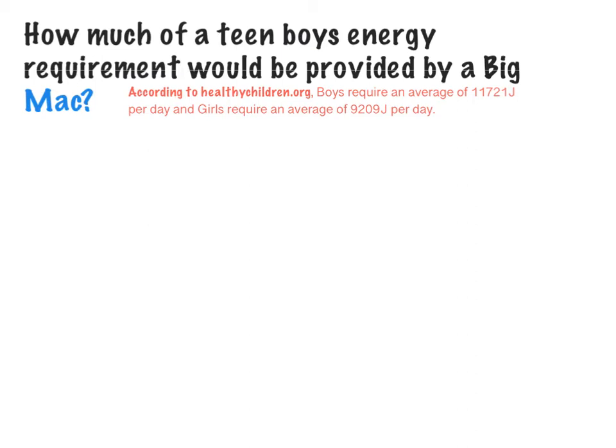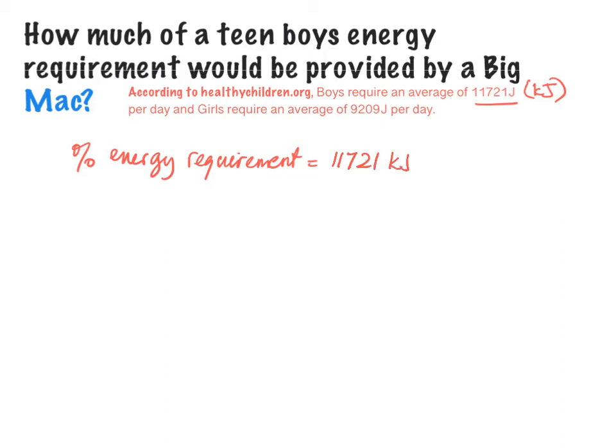From memory, it is kilojoules, because 11 kilojoules is not very much at all. So I think that should be kilojoules. I think I might have typed it in, so we're going to change that. So it says boys' energy required, percentage of energy requirement, and we're going to assume that my second thing is the correct answer. If they require this much and it should be kJ, then we're going to have 11,721 kJ.